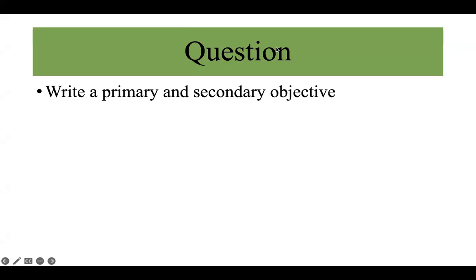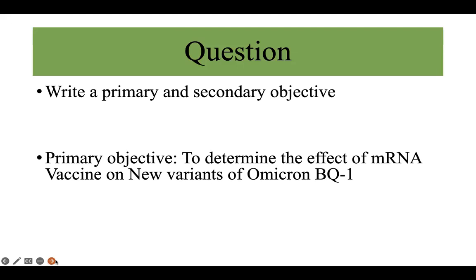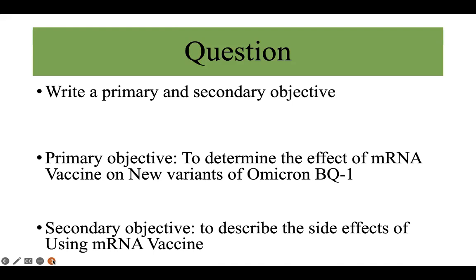Okay, what will be my objectives? My objective: to determine the effect of a messenger RNA vaccine on new variants of Omicron BQ1. This BQ1 is the newly discovered Omicron that is spreading in China, with 25,000 to 30,000 cases appearing. This is due to the new variants. This was the primary objective. Secondary: to describe the side effects of using messenger RNA vaccine.